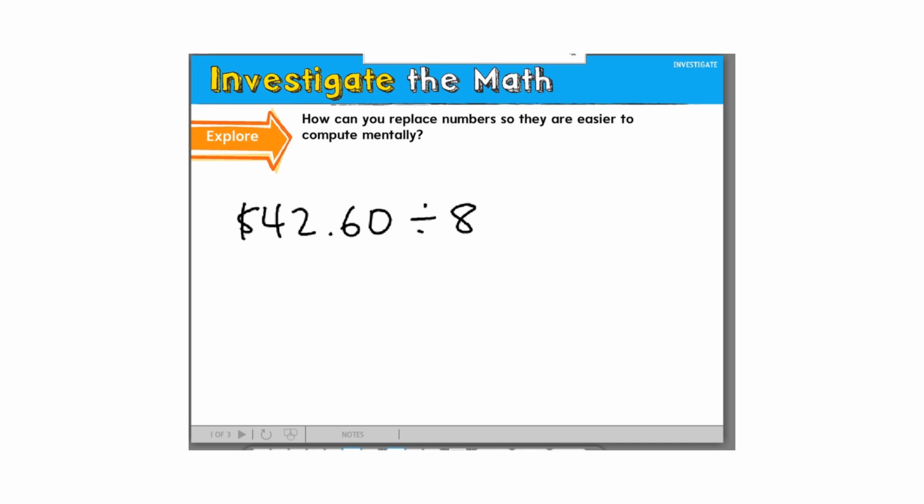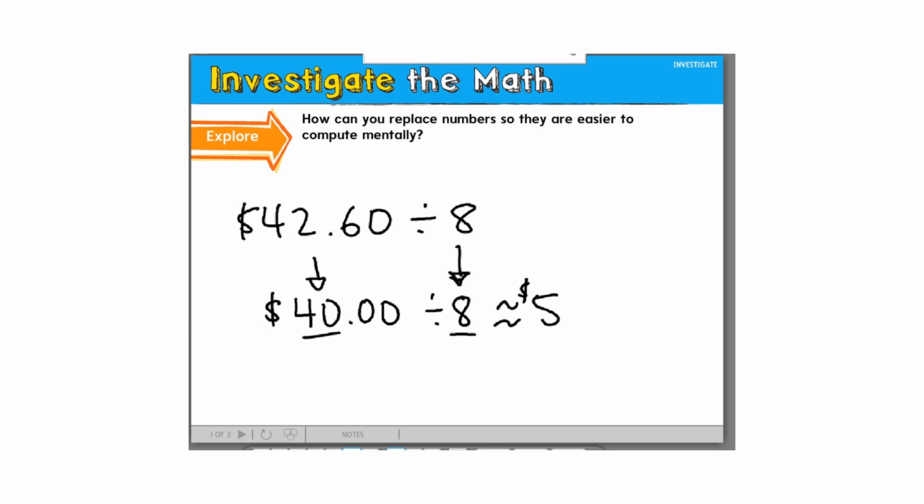Basically, here's what I'm trying to say. When you do your work today, there are going to be lots of different answers that will all be correct. We're going to have a range of answers that will be okay. I'm going to show you several ways. One way is I can make this a 40. Make that $40 divided by 8. So my answer would be about $5. That's one way, right? Because 8 goes into 40 five times. Everybody get that?